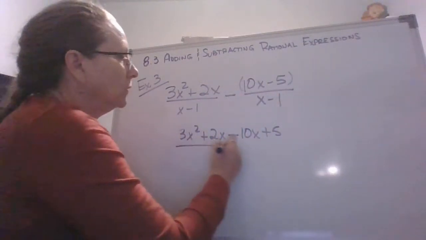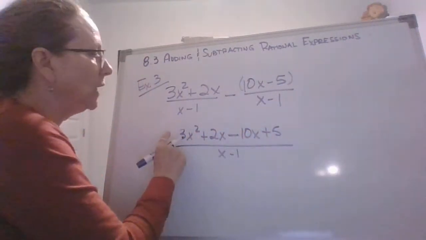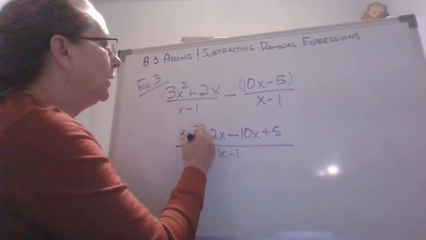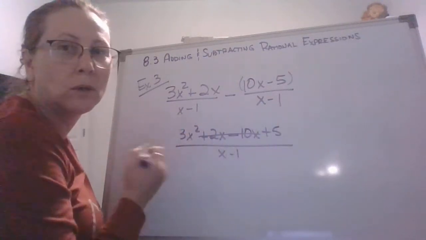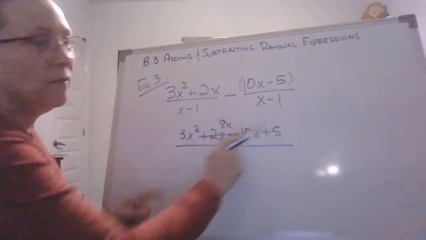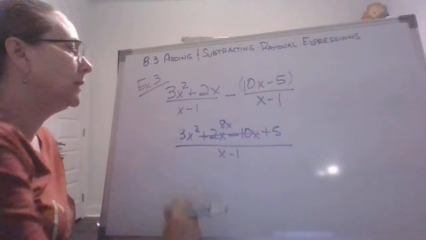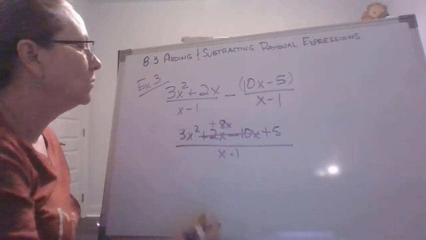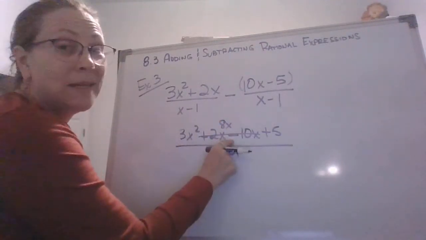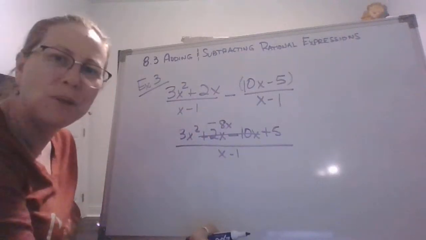This is over x minus 1. Clearly, this needs some simplification. Let's very quickly combine our like terms in the middle to get minus 8x. And we notice that we have a trinomial here, 3x squared minus 8x plus 5. And it needs to be factored.